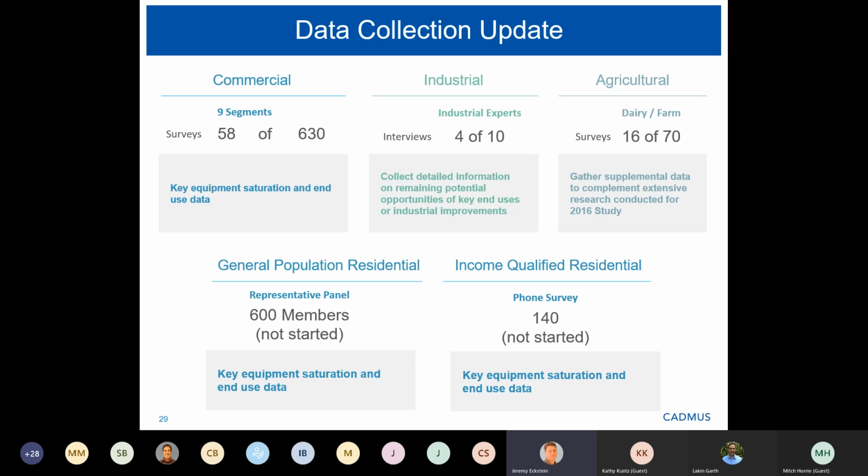We are also doing telephone surveys for income qualified customers, and those have not started yet. Essentially the surveys ask the same questions as the general population residential, but they are going to be specific for income qualified residents.